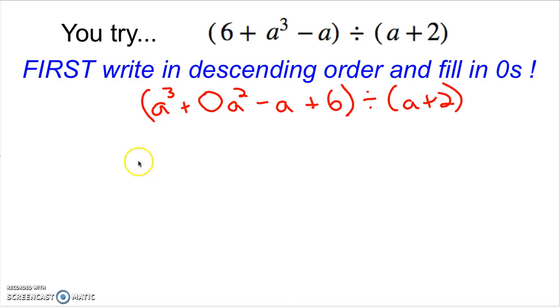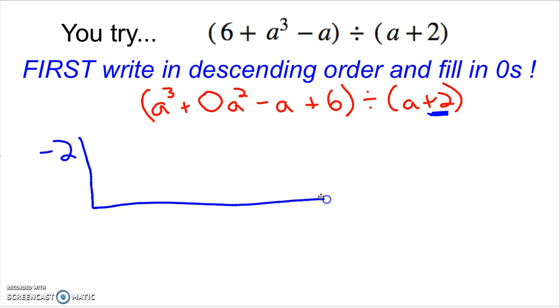Now you're going to take it and set up your synthetic division. Remember, opposite of the constant part of the divisor. So a -2 is going to go outside the L, and all my coefficients will go inside, including that 0. Don't forget, when there's not a number, it's a 1, in this case, -1.